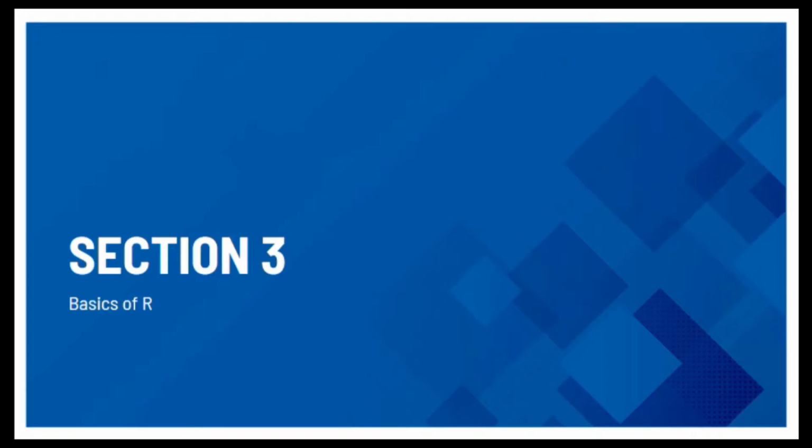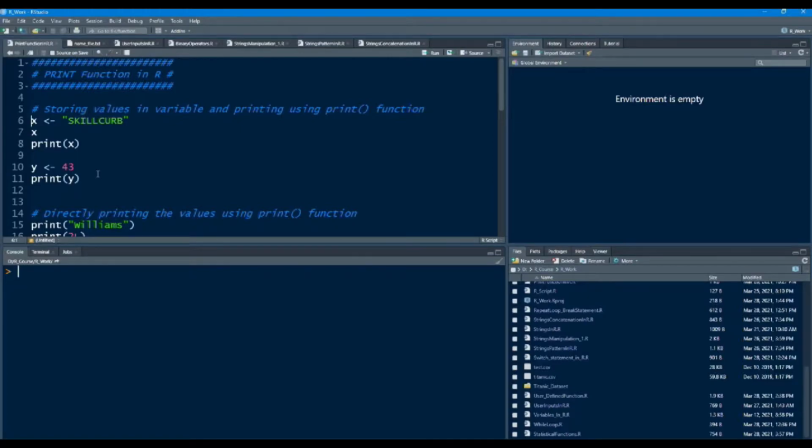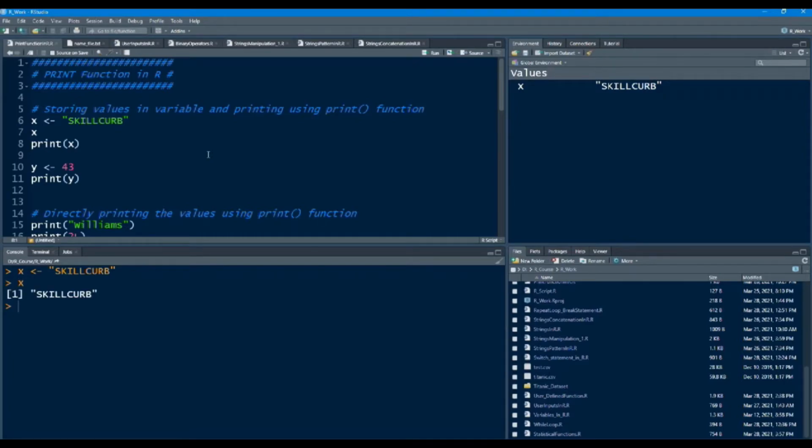Hi and welcome to this lab session. In this lab session, we will learn how to print your output in R and what are the different functions to perform this task. We have declared a variable x which says skill curve. Now we have written here two common methods of printing a variable. In line number 7, if you see, the variable is written directly. If a user wants to quickly have a look at the variable value, you just write the variable name and run it. Here you can see that it displays the x variable value.